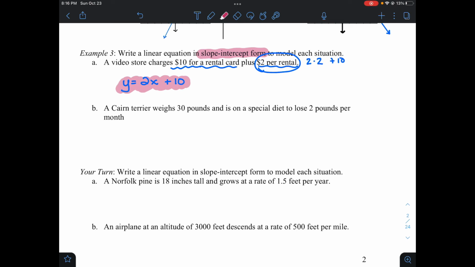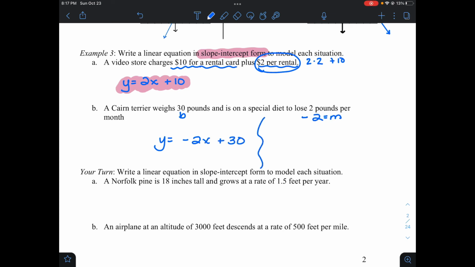All right, now look at this next one, though. This type of terrier weighs 30 pounds, and it's on a diet to lose 2 pounds per month. So if you're losing 2 pounds, that means it's like a negative 2. So if we're losing 2 pounds per month and it weighs 30 pounds, that means this right here is going to be my y-intercept, and the losing 2 pounds is my slope. So we have y equals a negative 2x plus 30.